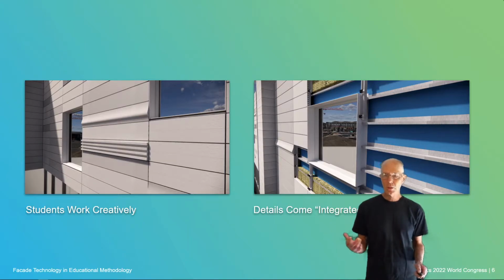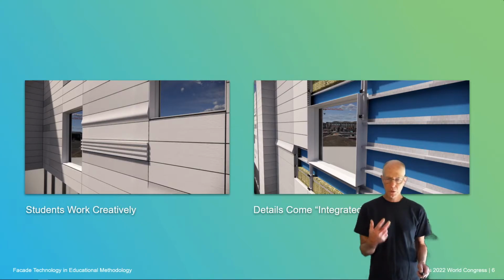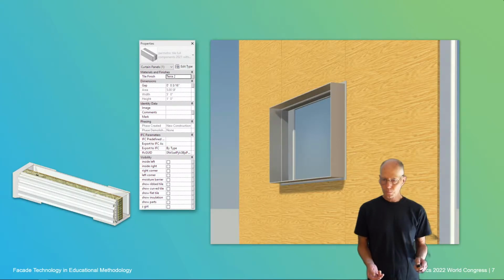So the idea here is the students can work creatively to create a facade for its aesthetic qualities, manipulating shapes of tiles, placements of windows, massing of wall systems, and then by revealing what's underneath, the technology is all coming along with it. They can gain a greater understanding of the impact of what they're doing. So here is a quick animation of what's going on.